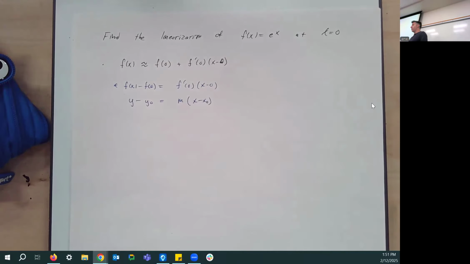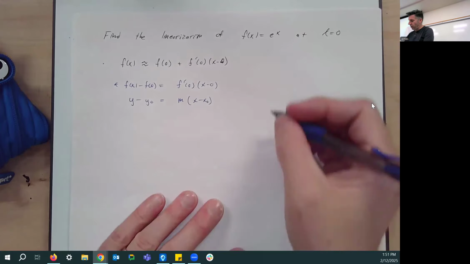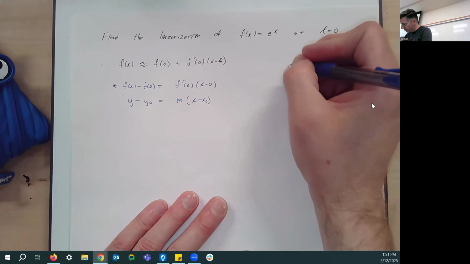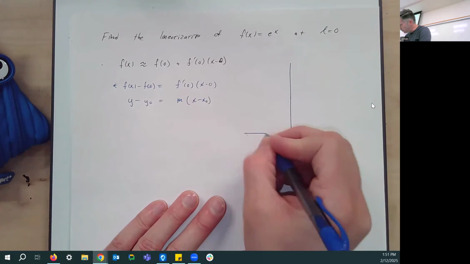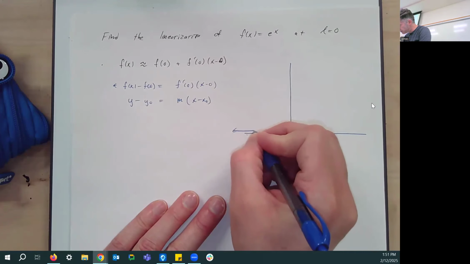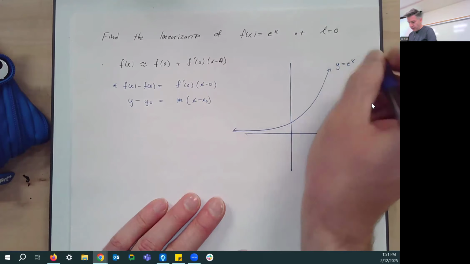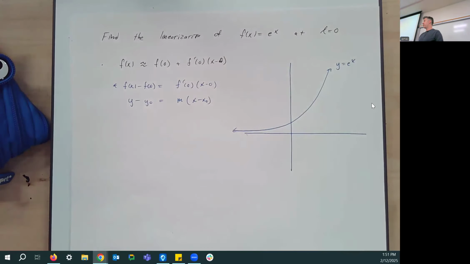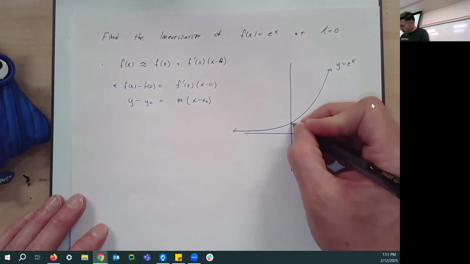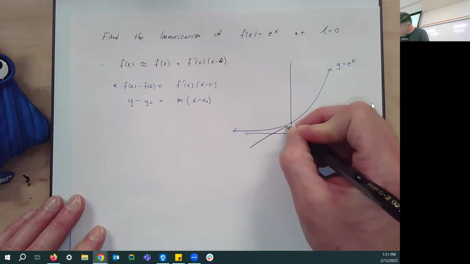But here's the bigger point. The bigger point is that you can extend this approximation to make it better. The linearization is cool for points near 0, but if you're thinking about drawing this, so if I draw e to the x, then here's my linearization or my linear approximation. It's the tangent line right there.